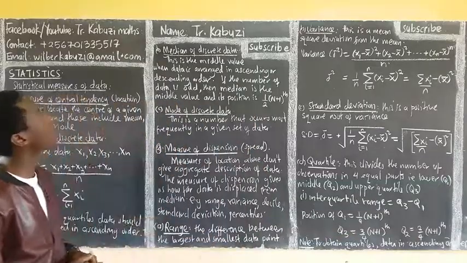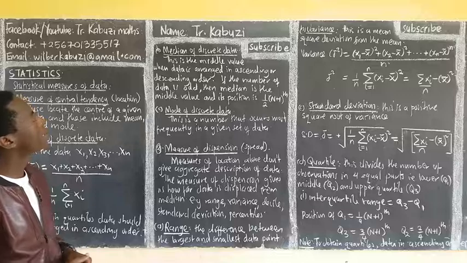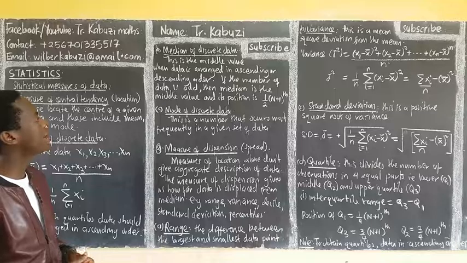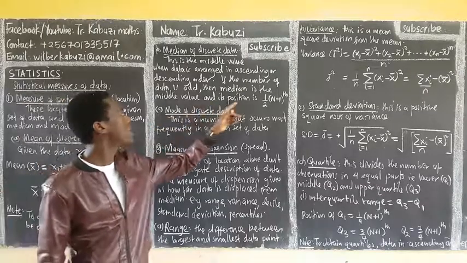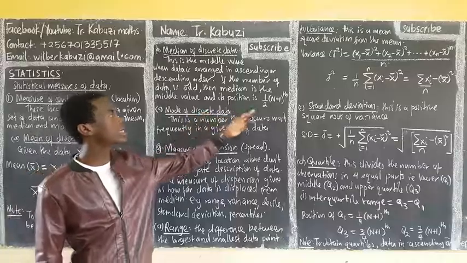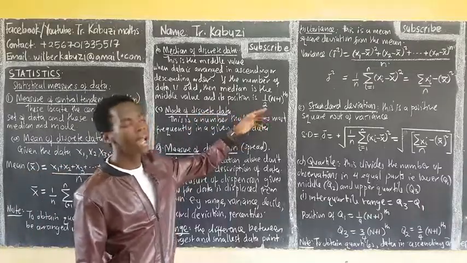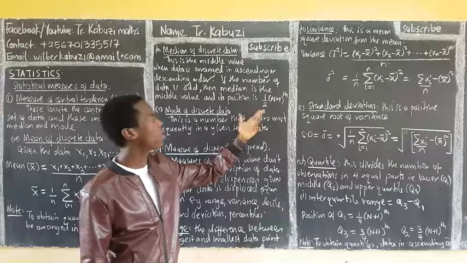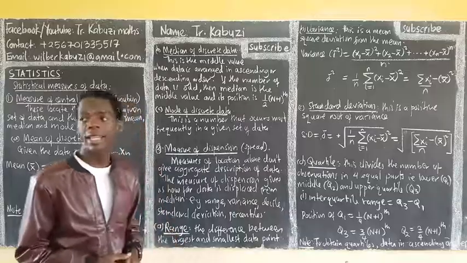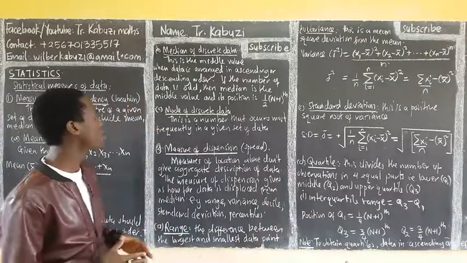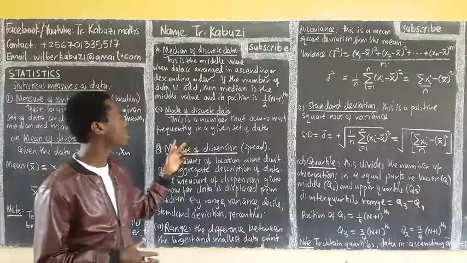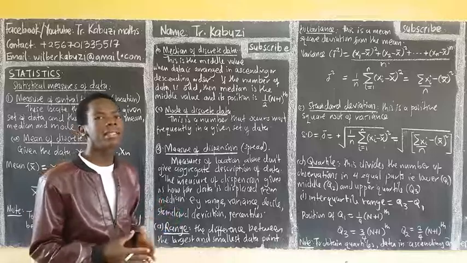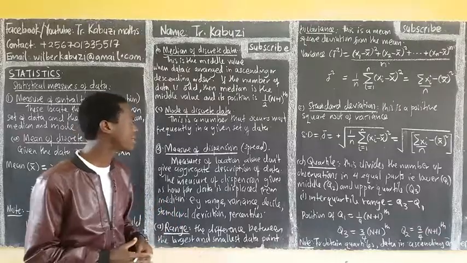So let us see the median of discrete data. This is the middle value when data is arranged in ascending or descending order. If the number of data is odd, then the median is the middle value, and this position is given by this formula. This formula helps us locate it when the number of data is either even or odd. We are going to see how to use it in the next lesson. Then the mode of discrete data. This is the number that occurs most frequently in a given set of data. So when you have a number that occurs most times, that one becomes our mode.